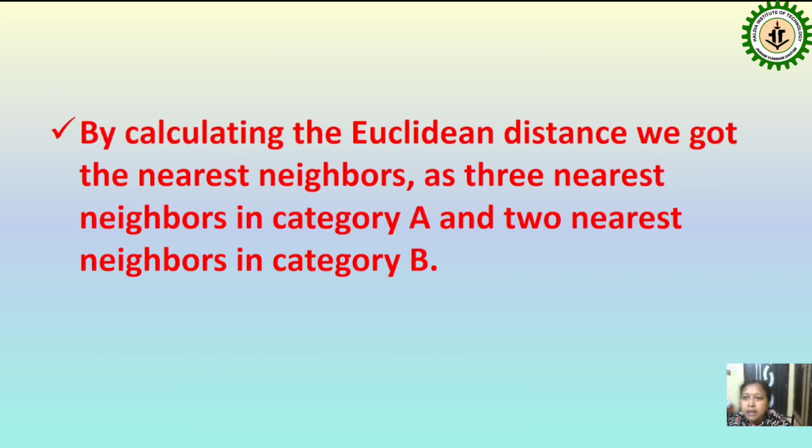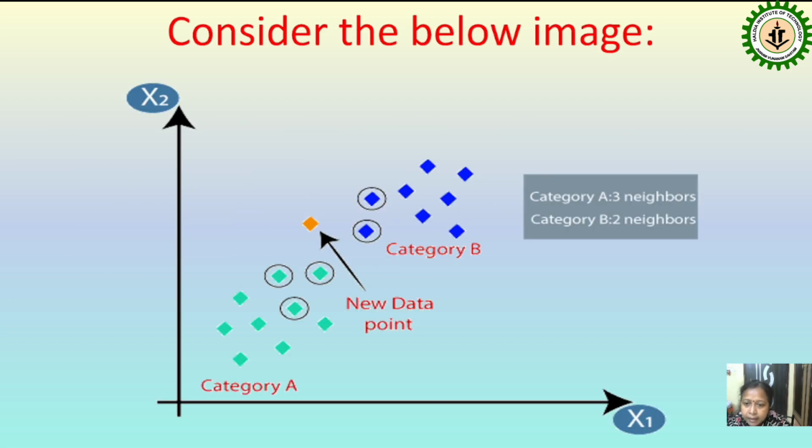By calculating the Euclidean distance, we got the nearest neighbors as 3 nearest neighbors in category A and 2 nearest neighbors in category B in the given example. So the new data point will belong to category A because among the 5 nearest neighbors, 3 belong to category A and 2 belong to category B. So the category of the new data point will be category A.